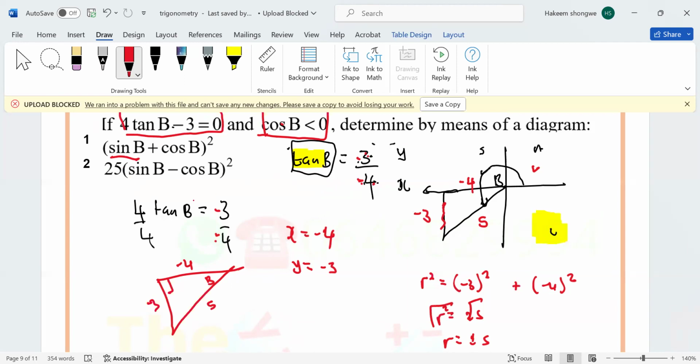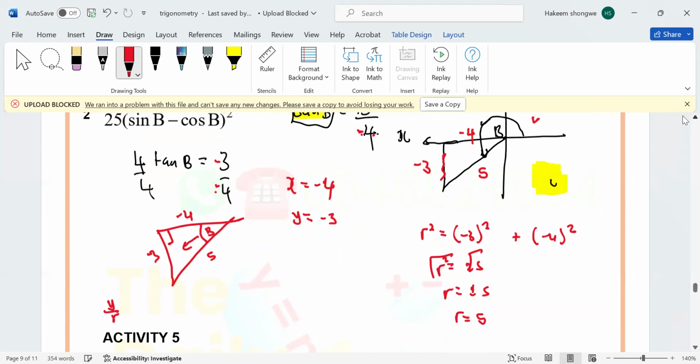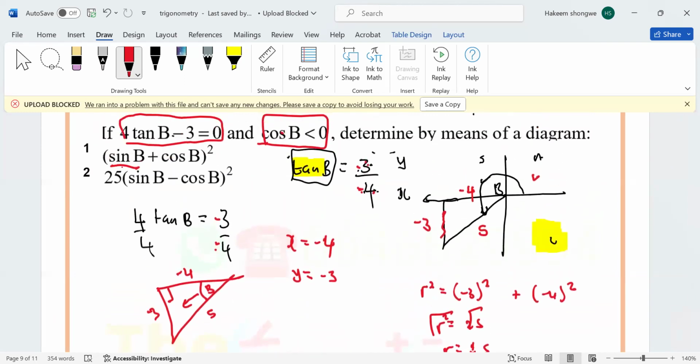Now, how do you define sine? It's opposite all over hypotenuse. What is opposite to B? It's 3. Yeah, you can do that. Or you can say, with this thing, basically it's like having Y all over R. That's sine. So instead of writing sine beta, I can write Y all over R. Instead of writing cos, I can write it as X all over R.